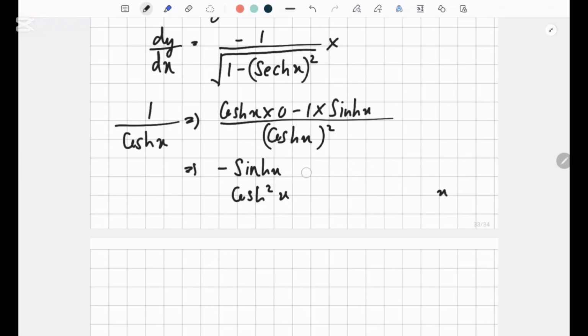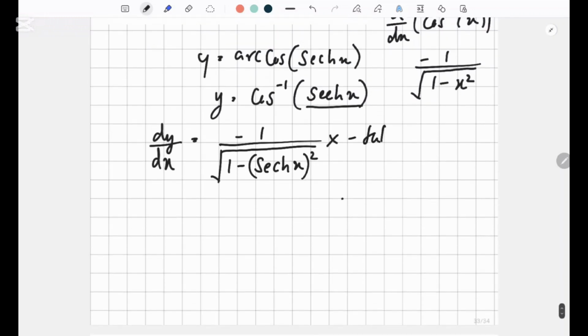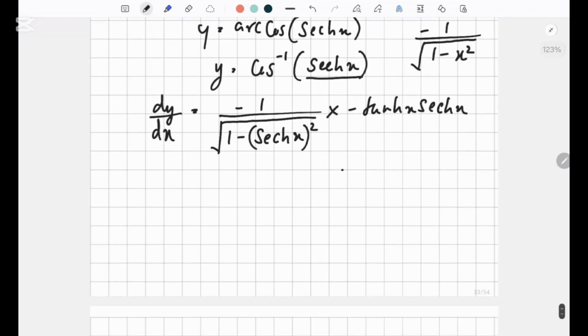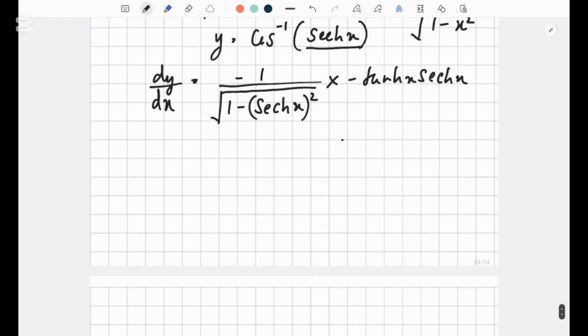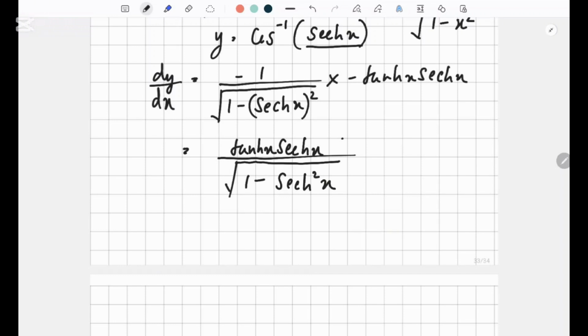So you can see it. I'm going to erase everything, because if you guys have any doubts with that part, just drop them in the comment section. So that's going to be minus tanh x into sech x. Now, minus and minus will cancel out. So now you have tanh x into sech x over 1 minus sech squared x.